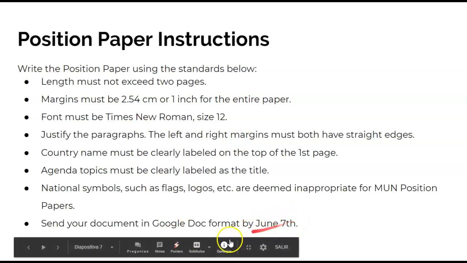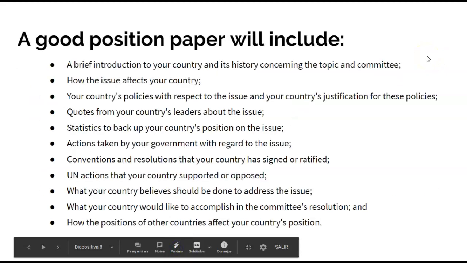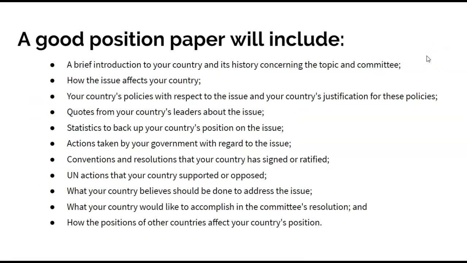so ignore this. Okay. A good position paper will include a brief introduction to your country and its history concerning the topic and committee. So, what is your country's history about climate action, for example, or about responsible consumption? How is the issue affecting your country? Your country's policies with respect to the issue and your country's justifications for these policies.